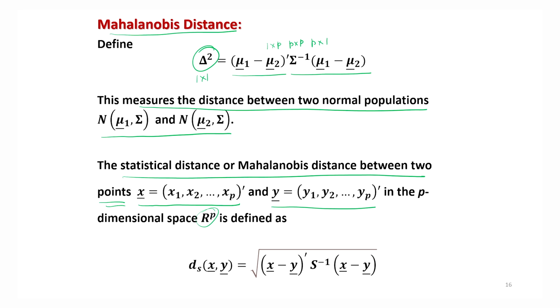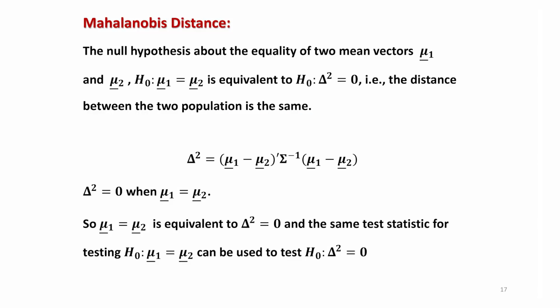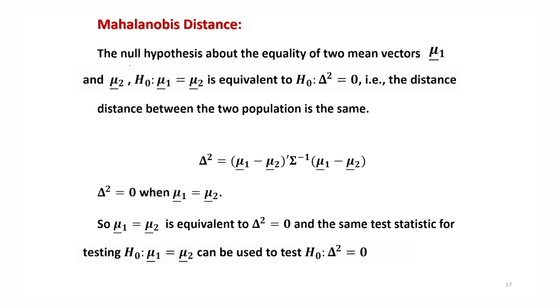This statistical distance, or Mahalanobis distance, is defined as the positive square root of x minus y transpose S inverse x minus y, where S is the estimate of sigma. Right. So this is how you can estimate it, and there is a close connection between the Mahalanobis distance and the test of hypothesis for the 2 sample mean vectors. So we have just considered the null hypothesis about the equality of 2 mean vectors as H0: mu1 is equal to mu2.